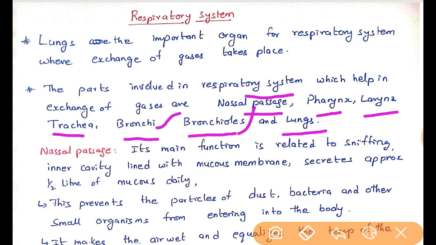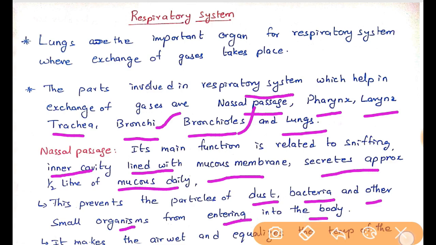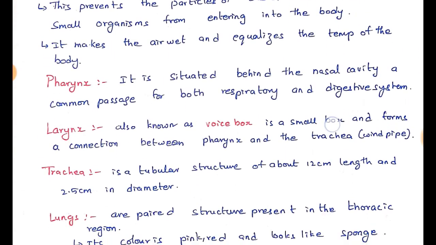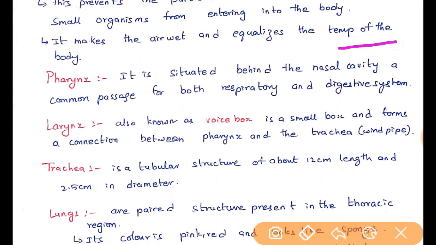Now what is the nasal passage? What is its main function? The main function is just sniffing, friends. It is just the inhalation and exhalation of air. The inner cavity of the nostrils is lined with mucous membrane, which secretes almost 0.5 liter of mucus daily. This prevents particles of dust, bacteria and other small organisms from entering into the body, friends. It makes the air wet and equalizes the temperature of the body. This mucus prevents the dust particles, bacteria and other harmful small organisms from entering into our body, friends.